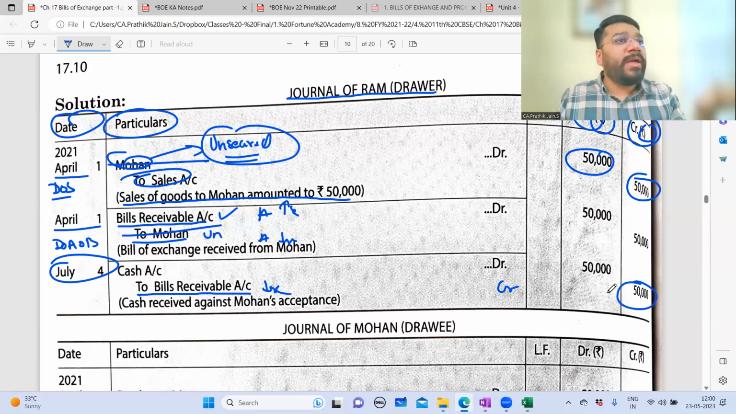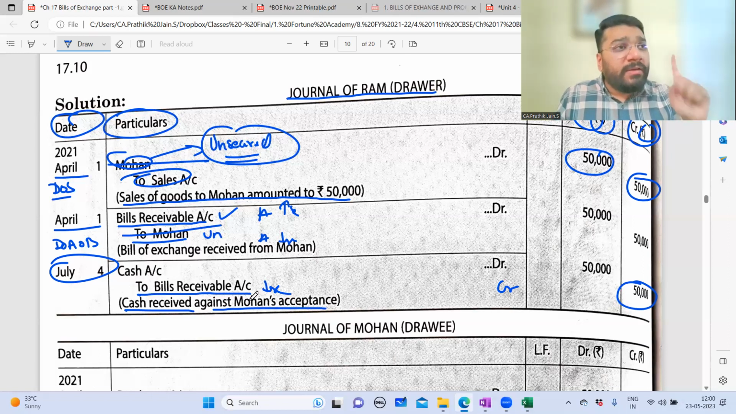So bills of exchange is going out. Bills receivable is gone out. And what am I getting in? Debit what comes in. What is coming in? Cash is coming in. So cash account debit to bills receivable. Being cash received against Mohan's acceptance.